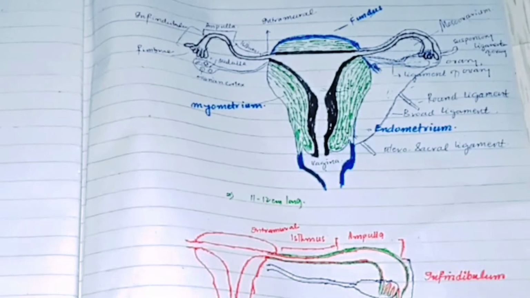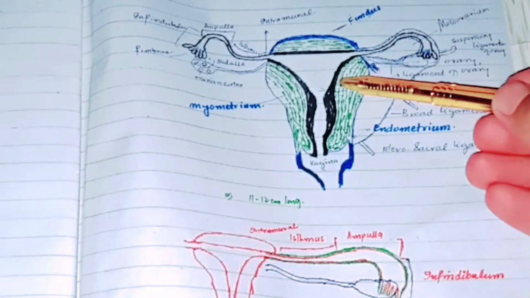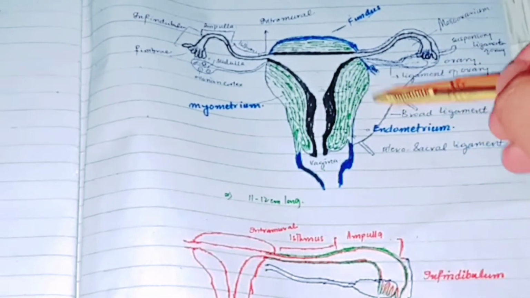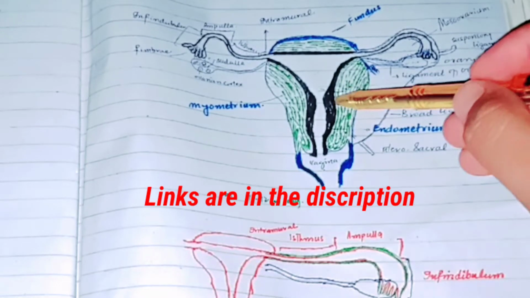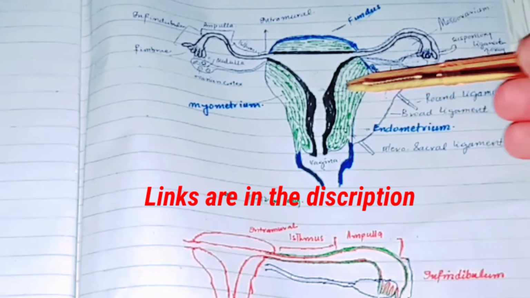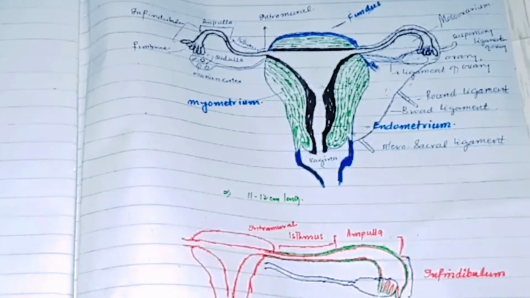Today I'm going to talk about the fallopian tube anatomy. In the previous video I have already talked about the anatomy of the uterus, and there was an inflammatory condition, which was the endometritis. I have discussed the anatomy and the endometritis. So in this video I am going to talk about the fallopian tube.